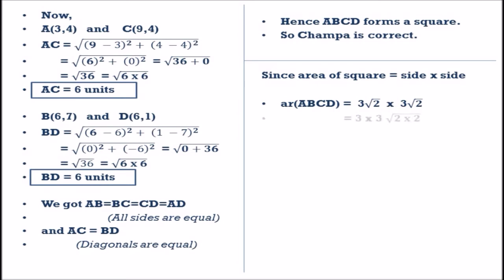The numbers which are outside square root, let's put them together, 3 into 3, and the numbers which are inside square root, let's keep them together, under root 2 into 2. 3 3s are 9. Under root we have a pair of 2, that means we can take 1 2 out. So 9 2s is 18, 18 square units. So area of ABCD is 18 square units. This was not asked in the question, but we are doing it as an additional part, as sometimes you may be asked to find the area as well.